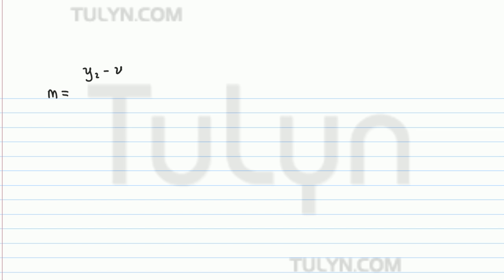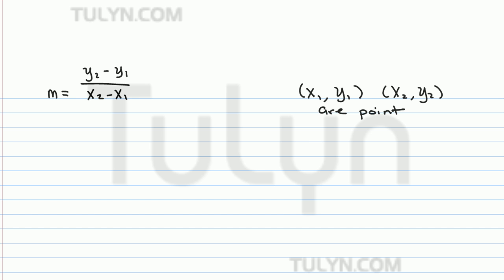equal to y2 minus y1 over x2 minus x1, where x1, y1, and x2, y2 are both points on the line. As an example to show you what happens when the slope is undefined, let me give you these 2 points. So say we have the points negative 2, negative 1, and negative 2, 6.